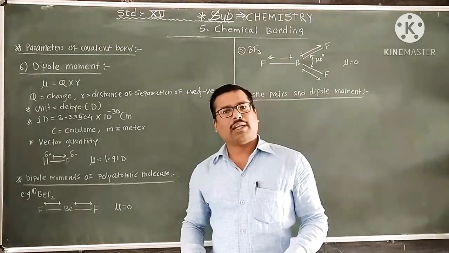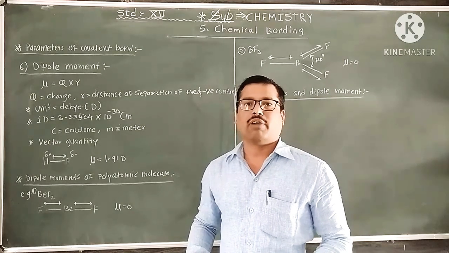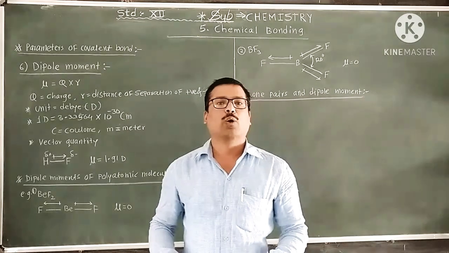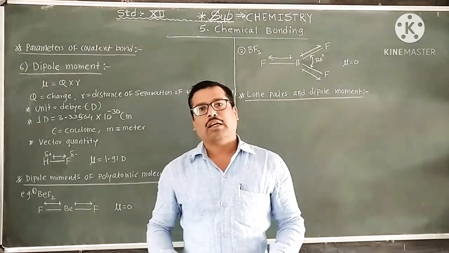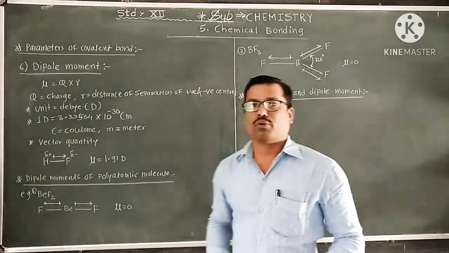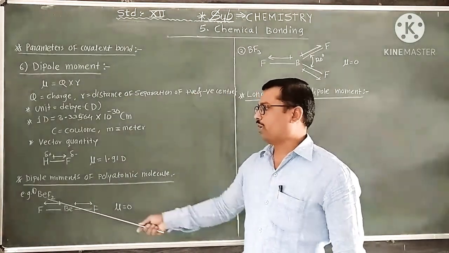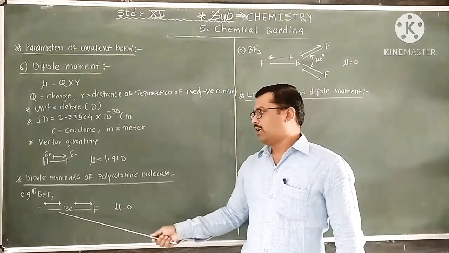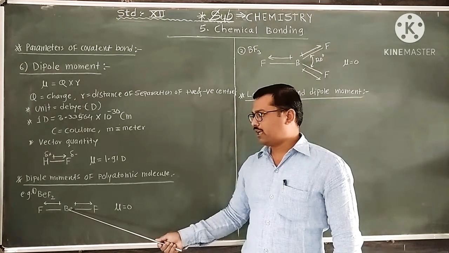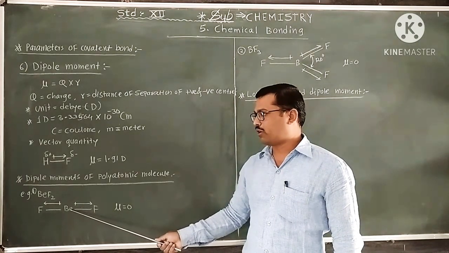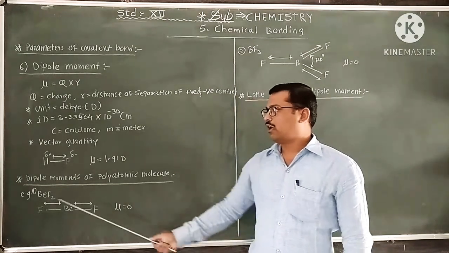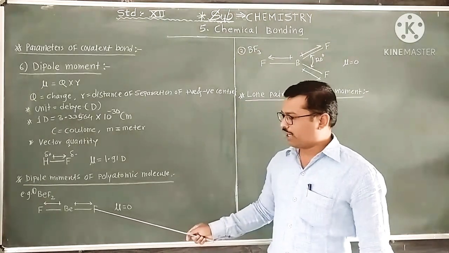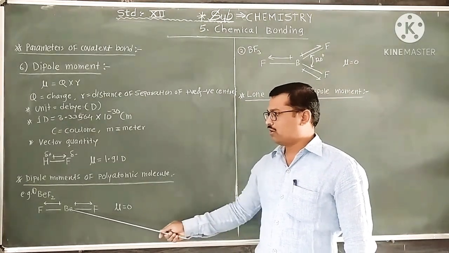Hence, the resultant dipole moment of the polyatomic molecule is a vector sum of the dipole moments of the various bonds and lone pairs. For example, consider a BeF2 molecule. Here, this is fluorine, beryllium, and fluorine. Beryllium is a less electronegative, electropositive atom, whereas both fluorine atoms are electronegative atoms. The electron density is transferred from beryllium to fluorine.